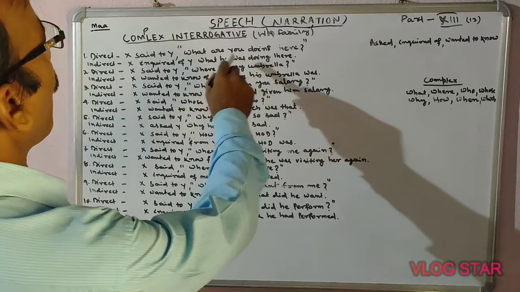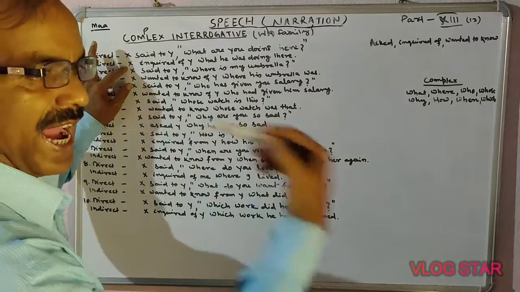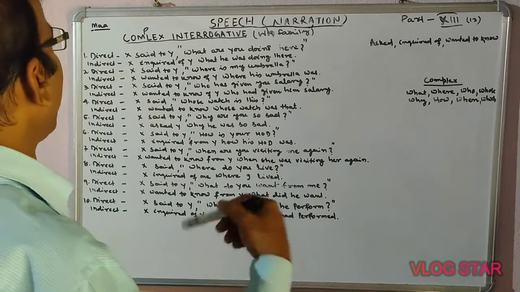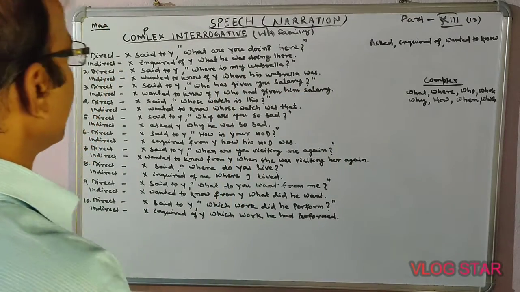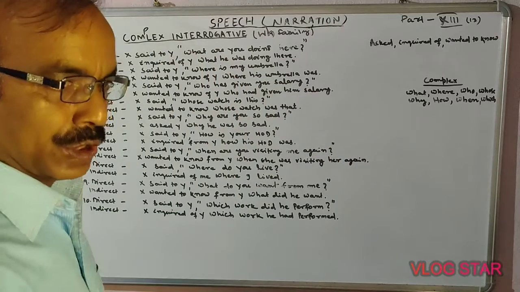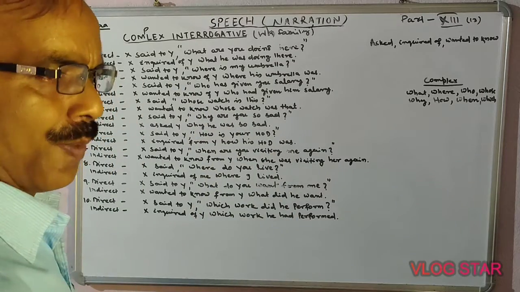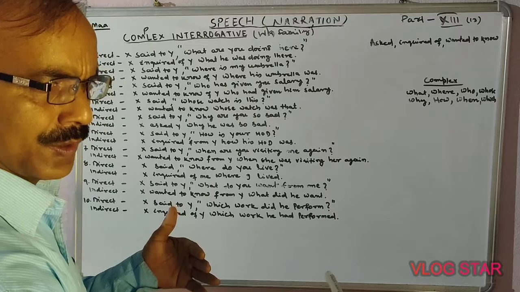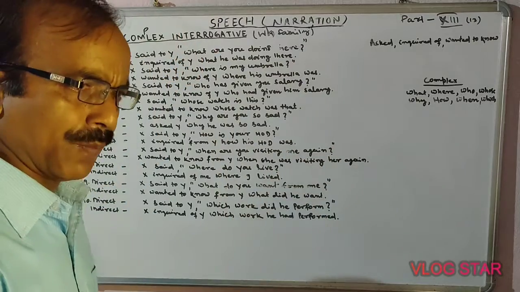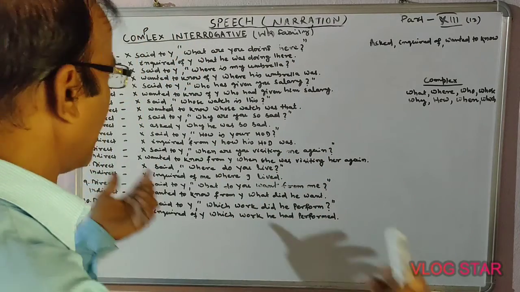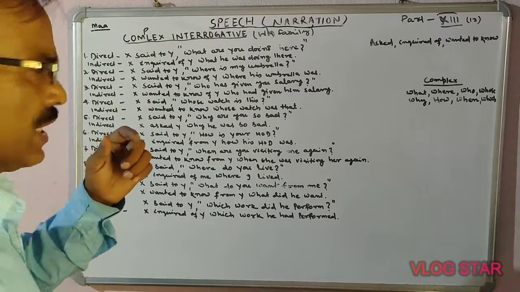X said to Y, what are you doing here? In indirect speech, X inquired of Y what he was doing there. This one is present imperfect, though the reporting verb in direct speech is past, so it will change into past imperfect. Whenever you change into indirect speech, it will be past imperfect.